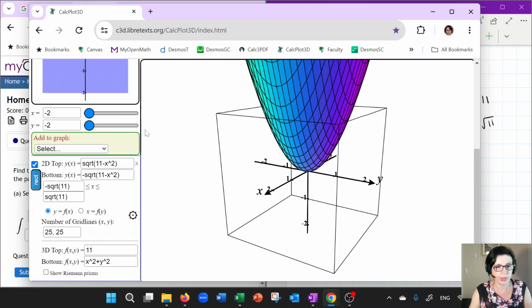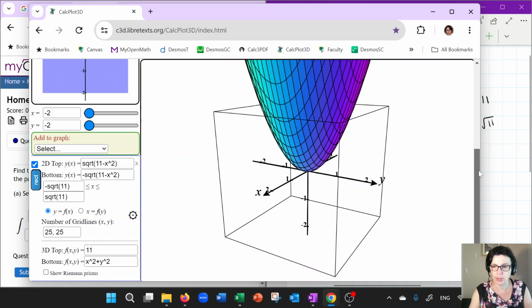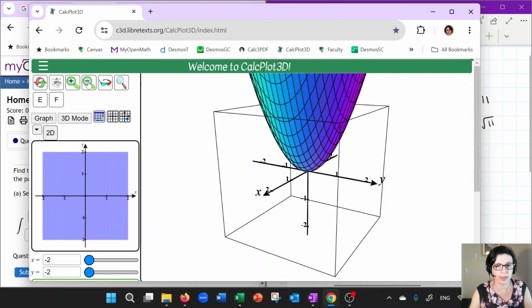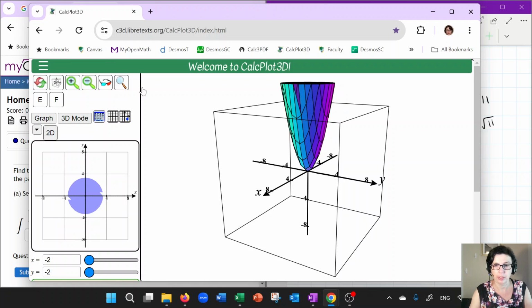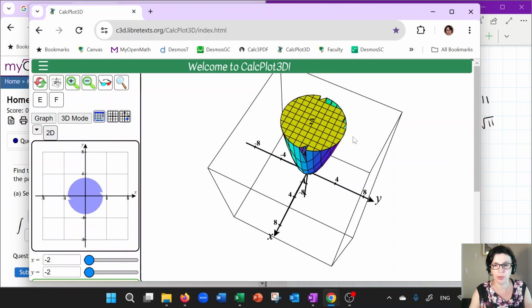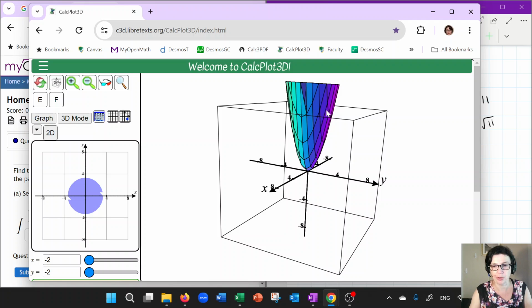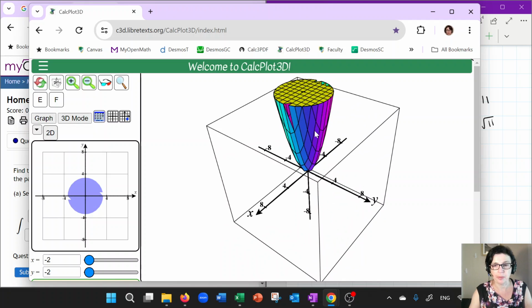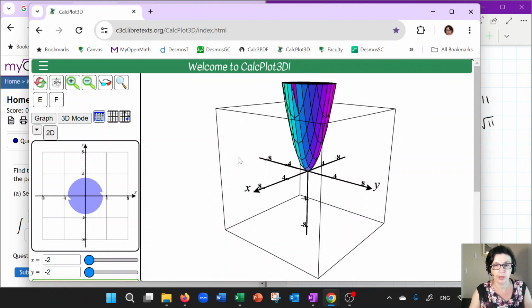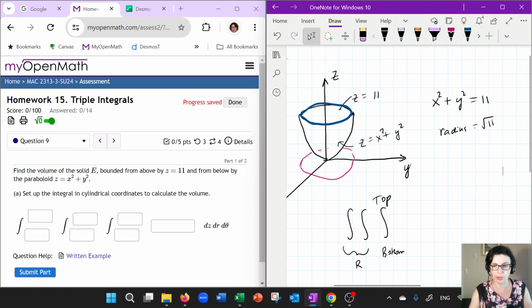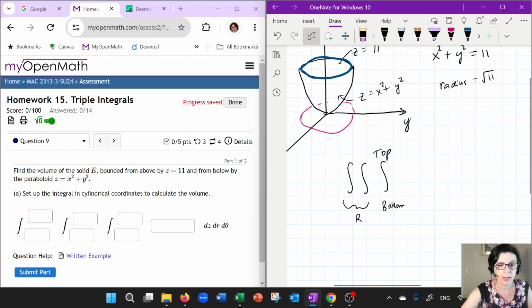Okay, so now so that you can actually see this, we're going to have to zoom out. And so you can see the projection right over here, that circle of radius square root of 11. But now you can also see the solid, right? So it's on the bottom bounded by the paraboloid, and on the top bounded by z equals 11. And then this is the projection. Okay, so hopefully now you understand what's going on. So let's see if we can set this up.